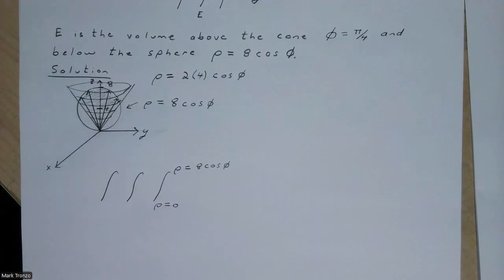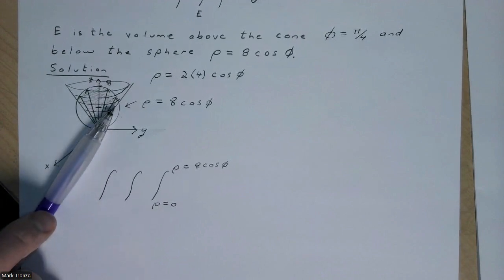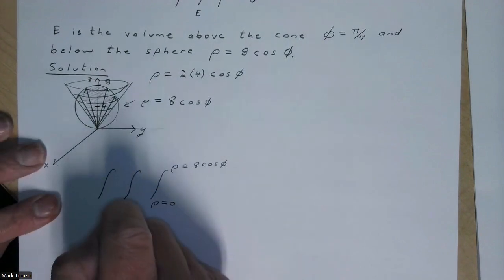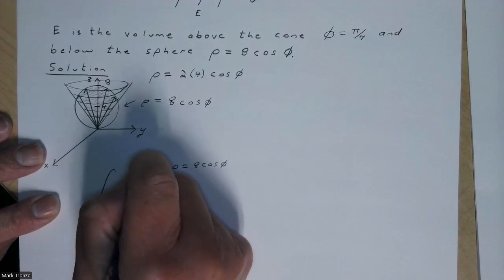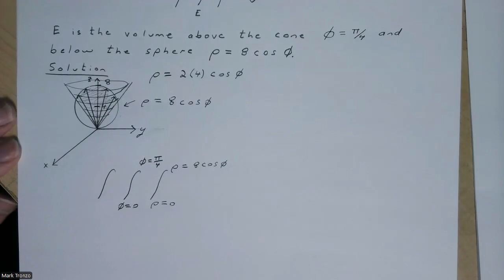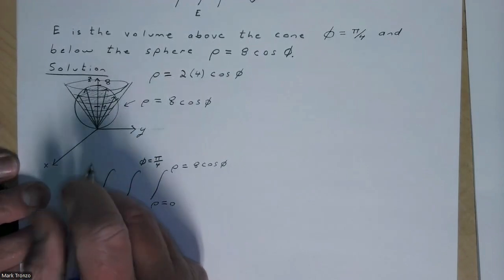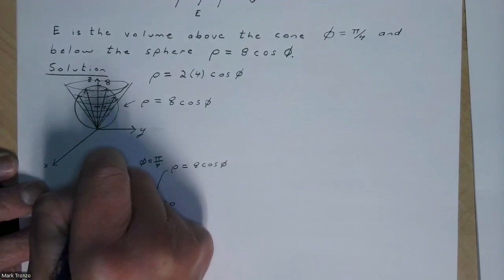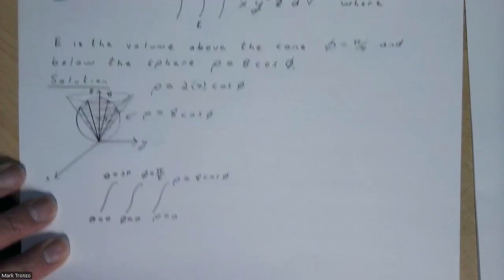The next thing we'll want to do is phi. Again, phi is going from 0 to pi over 4. And theta is going to be going all the way around. So it's going to be theta equals 0 to theta equals 2 pi.